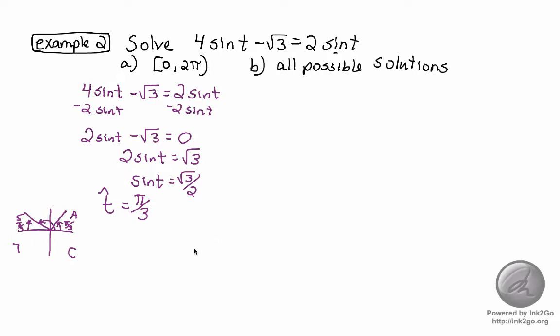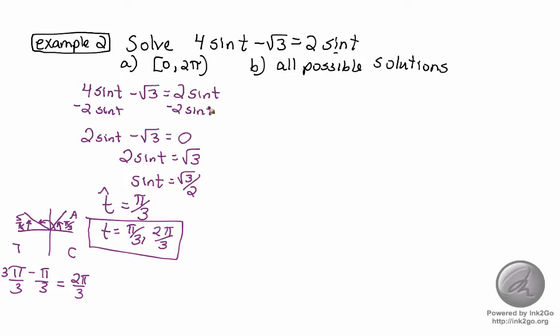So I need to figure out what that larger angle is. To figure out that larger angle, notice this is pi, and I've subtracted pi over 3. So I just take pi minus pi over 3. Get a common denominator, and then we end up with 2 pi over 3. And since those are the only two quadrants where my sine is a positive value, those are my only two solutions from 0 to 2 pi.